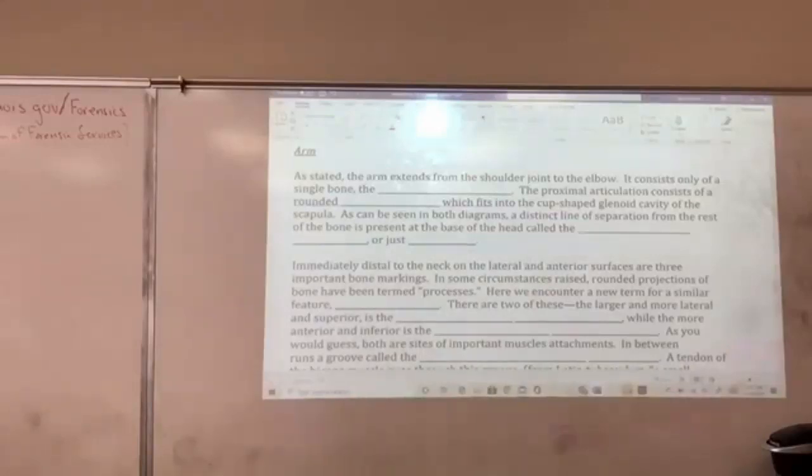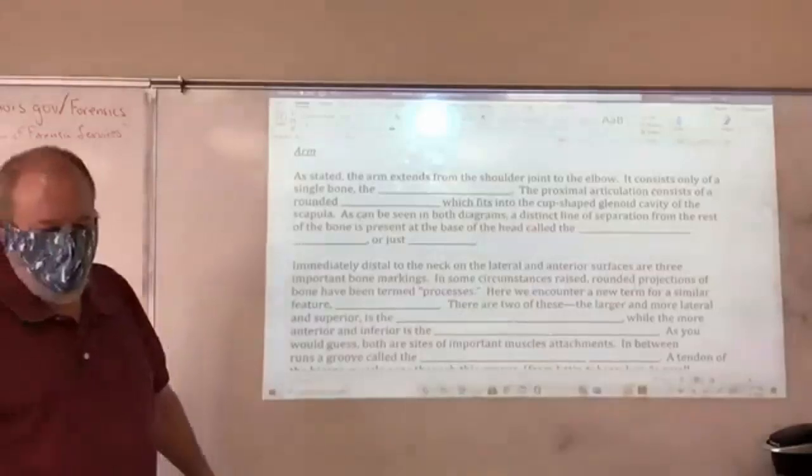Does anyone else need this packet? Anyone else need this packet? Emily, and you do. Do the study guide? No, did you not get the study guide? No, I didn't. Okay. No, this is the upper limb packet that we're working on right now.